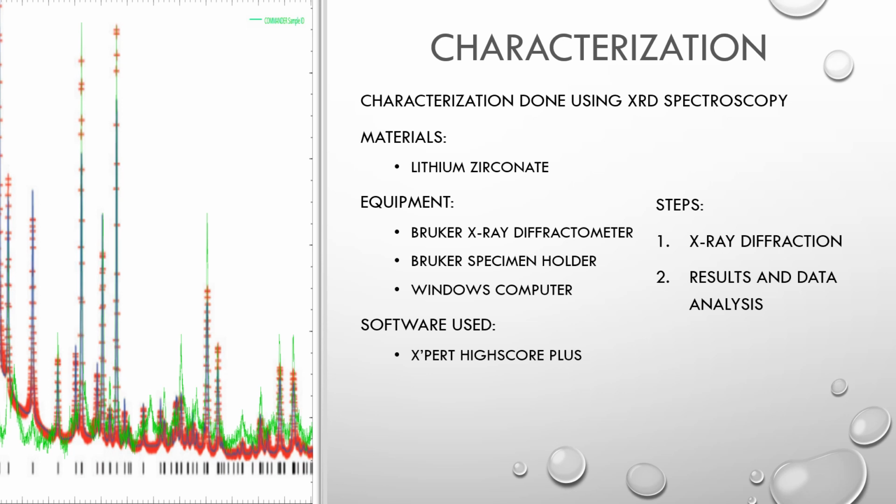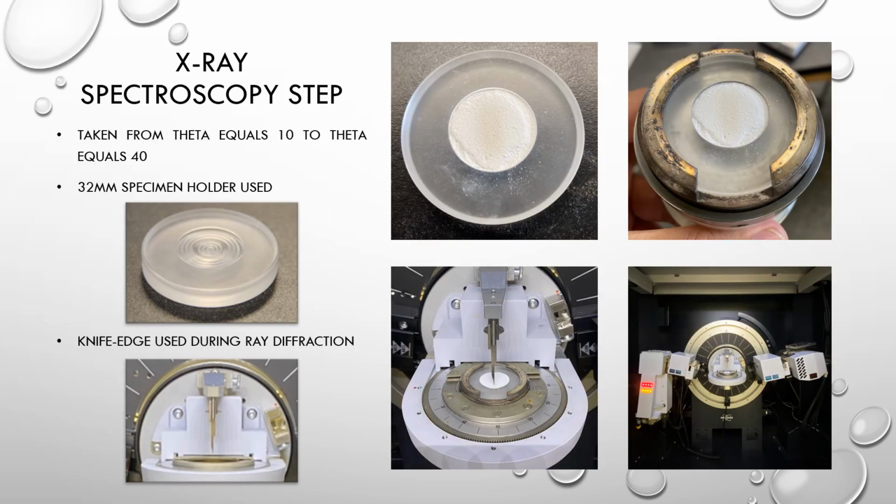For this, X-ray diffraction was used on the powder. The equipment necessary for this was a Bruker X-ray diffractometer, a Bruker specimen holder, and a Windows computer. Additionally, the software used for this was Expert HighScore Plus, and the steps done were X-ray diffraction and results and data analysis. Starting with characterization, X-ray diffraction of the powder was taken.